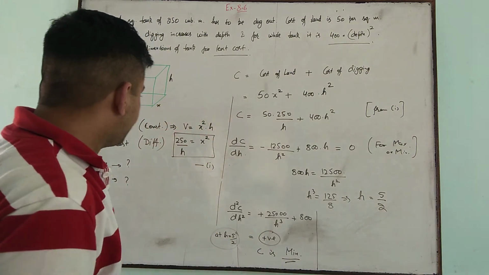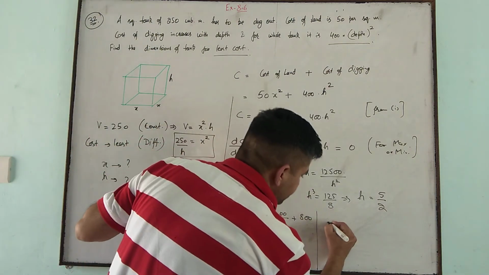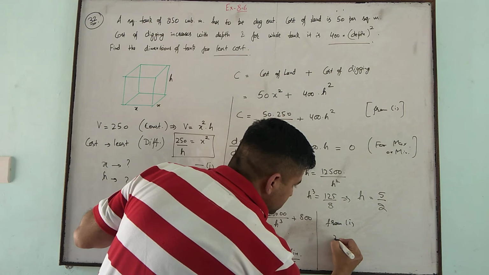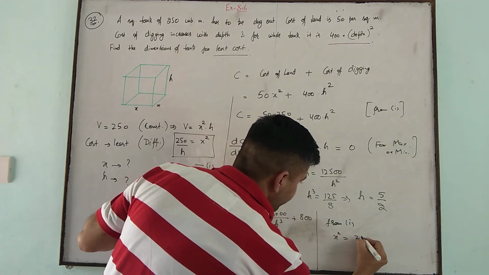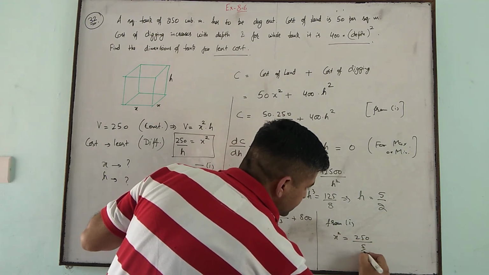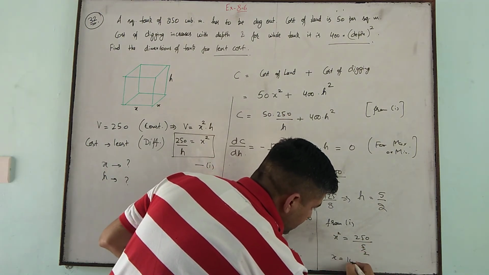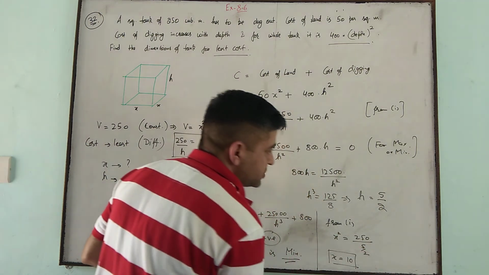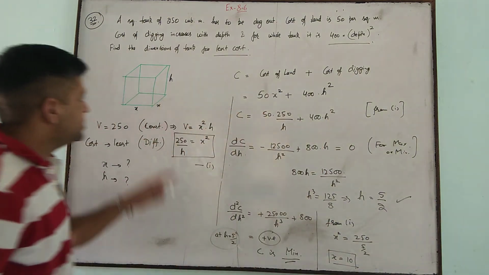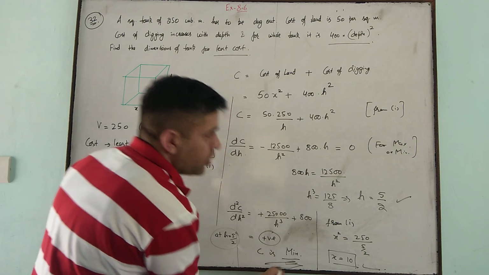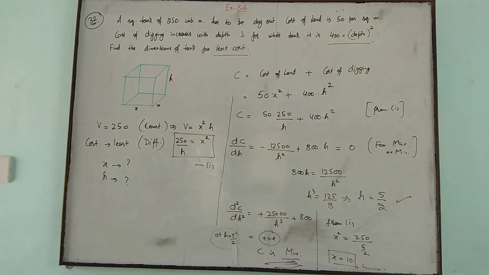And as h is 5 by 2, from equation 1, x square is equal to 250 upon h. So we got x is equal to 10. So your dimensions are h is 5 by 2 and x is 10 for the least cost. Just note it down.